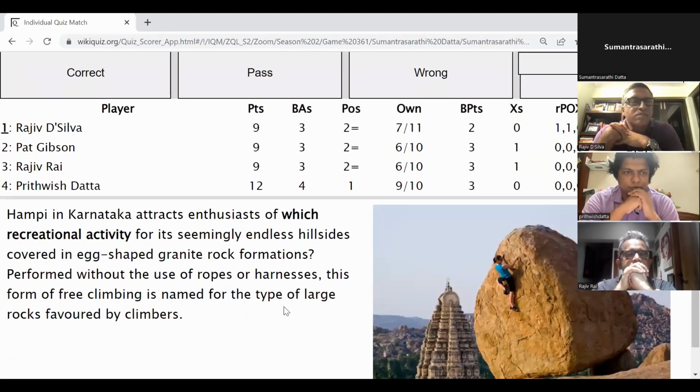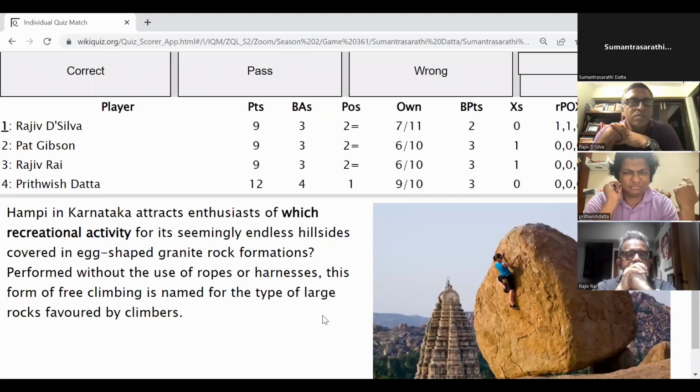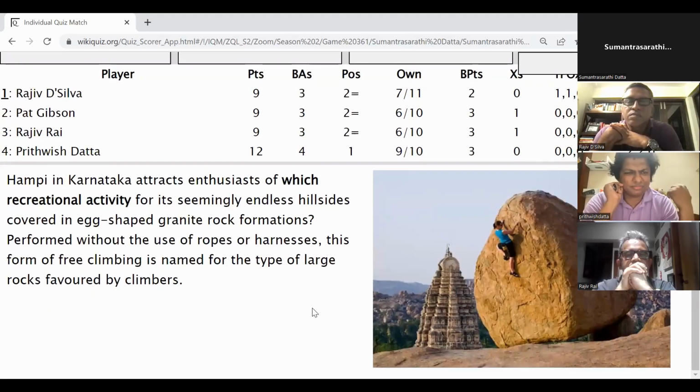Hampi in Karnataka attracts enthusiasts of which recreational activity for its seemingly endless hillsides covered in egg-shaped granite rock formations, performed without the use of ropes or harnesses. This form of free climbing is named for the type of large rocks favored by climbers.